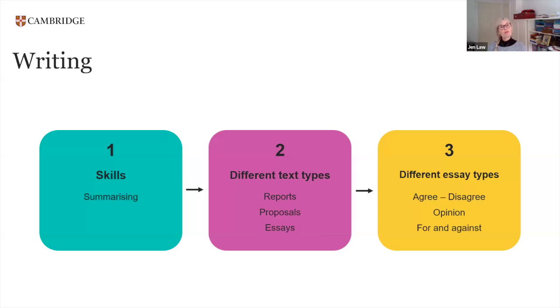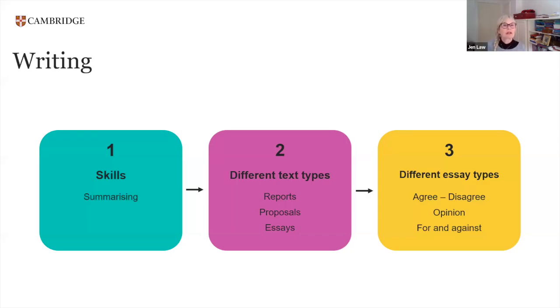Okay, and then when we move into level 12, this is really the last stage before they might go on to tertiary or vocational education. Then we're broadening out things like essay types themselves. And so moving into agree and disagree, opinion, for and against, all those different types of essays that students may need to be able to produce in their academic environments.